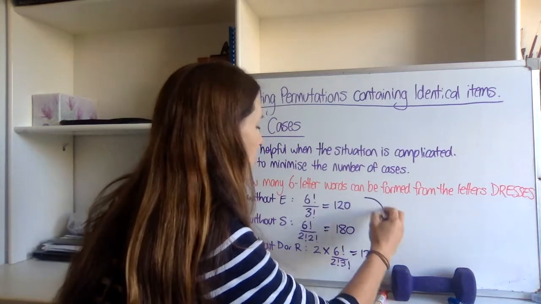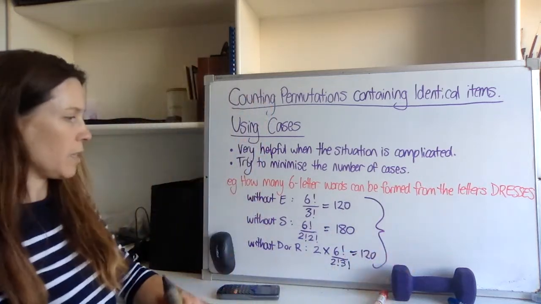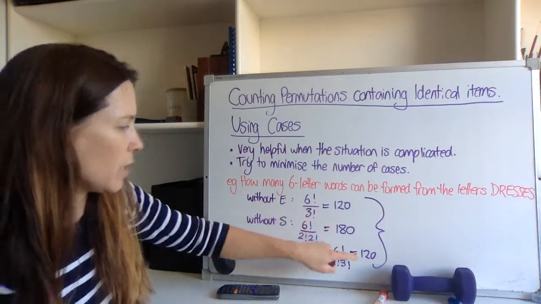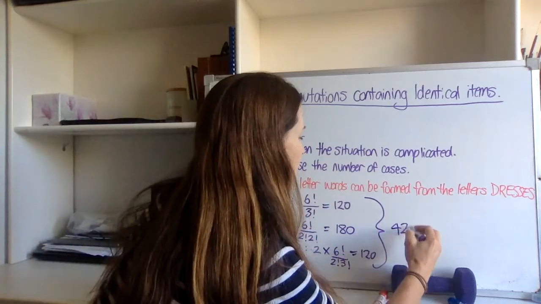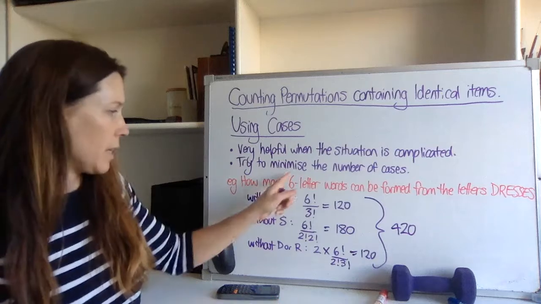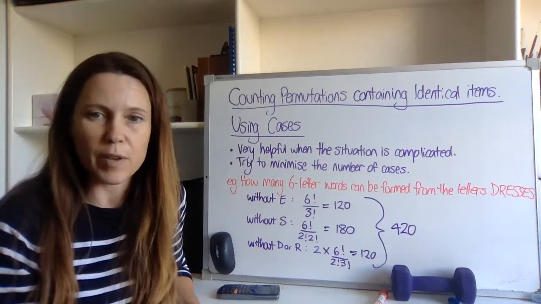So now, adding all of these together, our different cases, we've got 420 different words, 6-letter words that can be made from those letters.